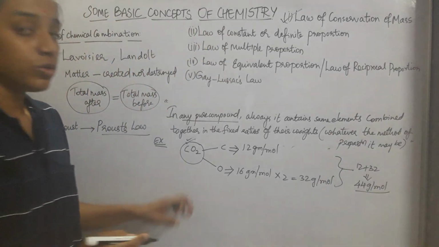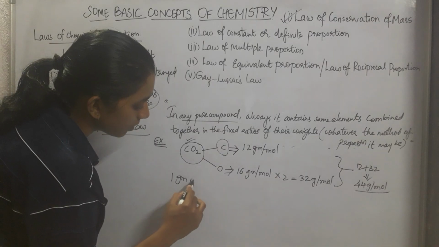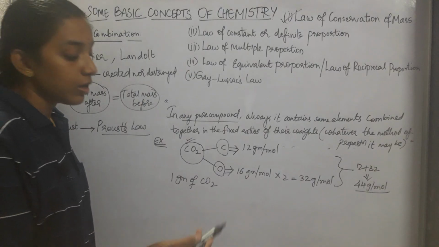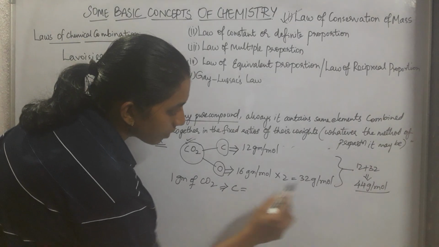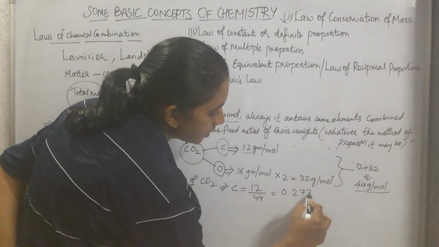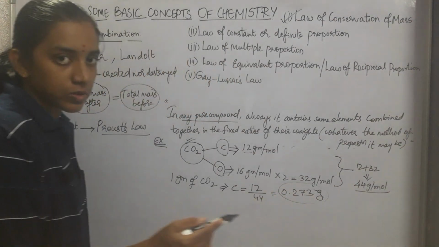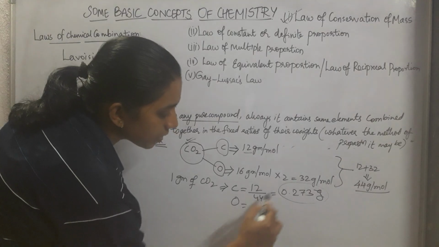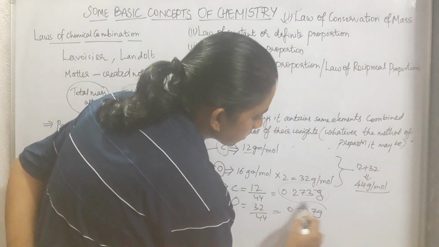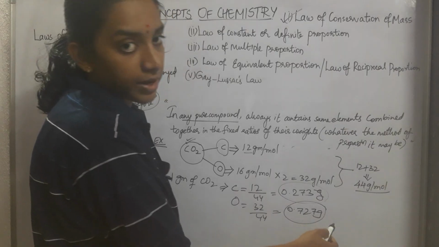Right. Now we have to calculate the mass of carbon and the mass of oxygen in 1 gram of carbon dioxide. How do we do that? For carbon, we take 12 by 44, which is 0.273 grams. So in 1 gram of carbon dioxide, we have 0.273 grams of carbon, and for oxygen, 32 by 44, we get 0.727 grams.